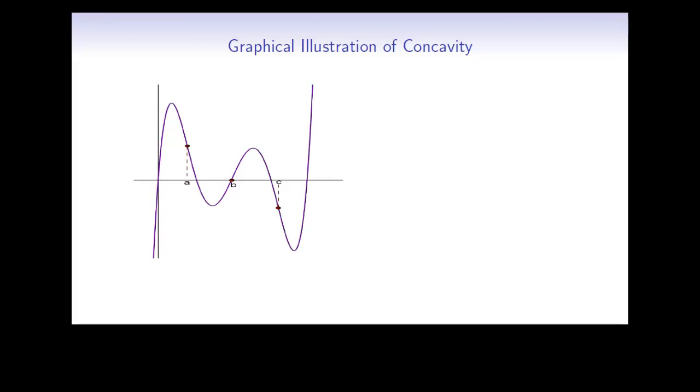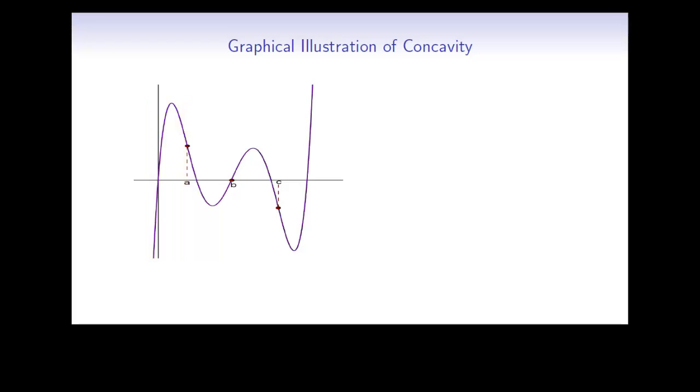Here we have the graph of a function. Let's try to figure out where this is concave up and where it is concave down. The function starts off being concave down on the first portion. This is because it starts off with a very large positive slope, but then the slope gets smaller and smaller. So therefore it's concave down up until roughly around a.